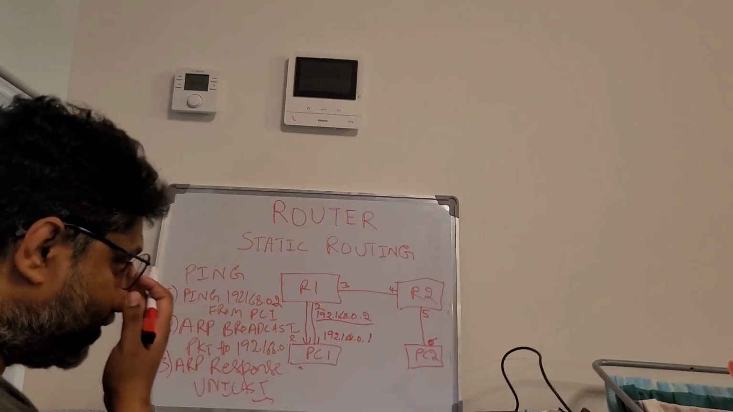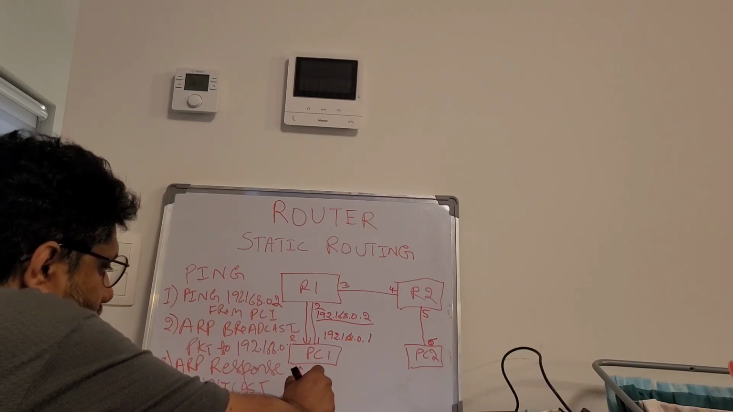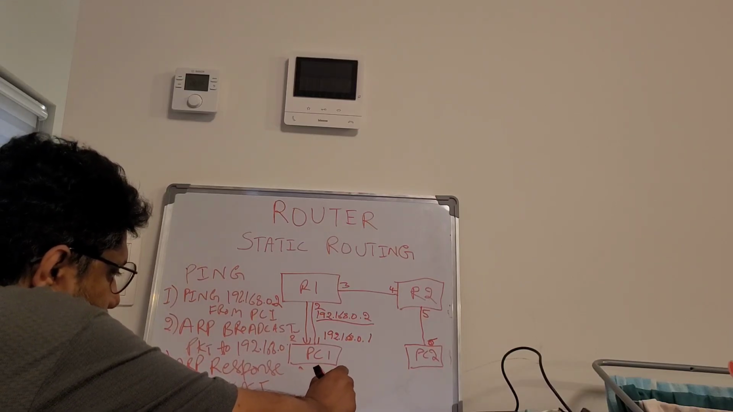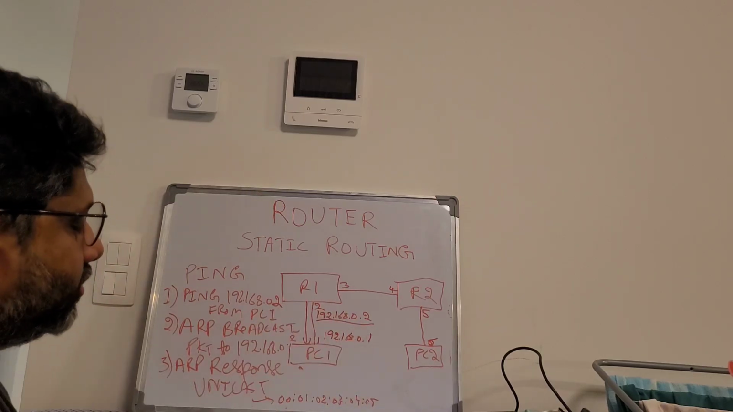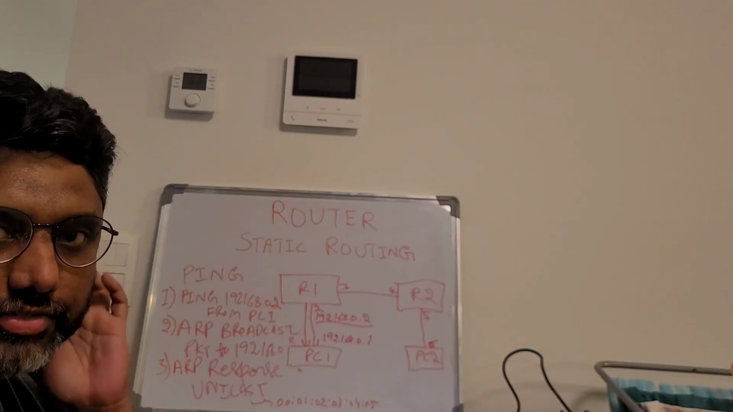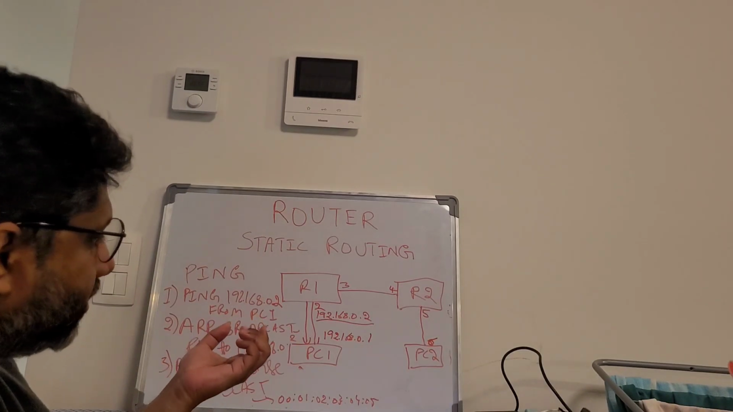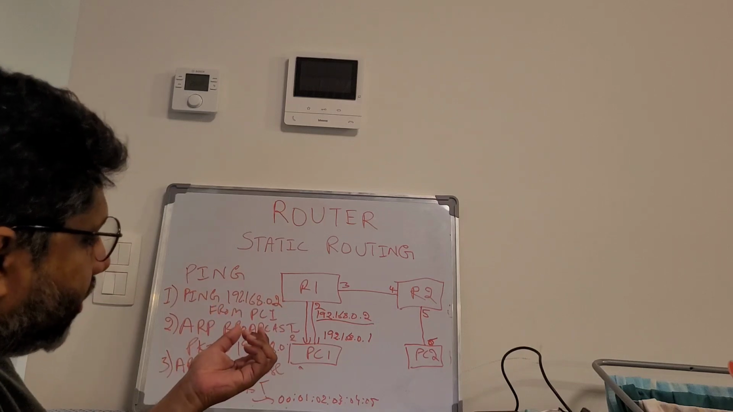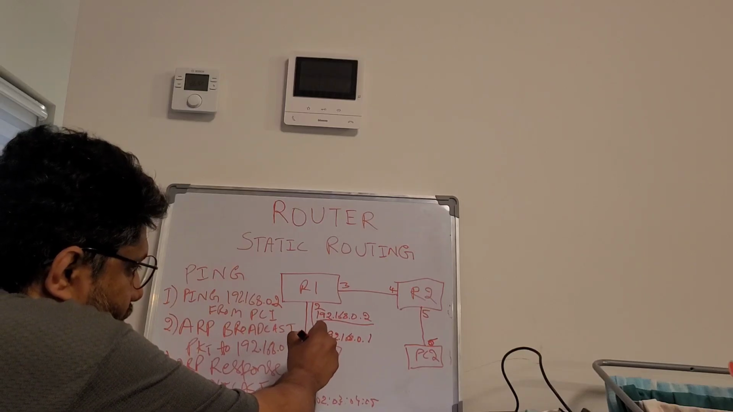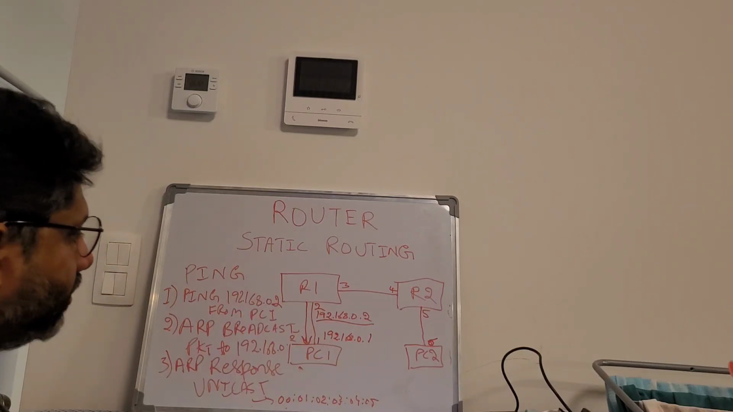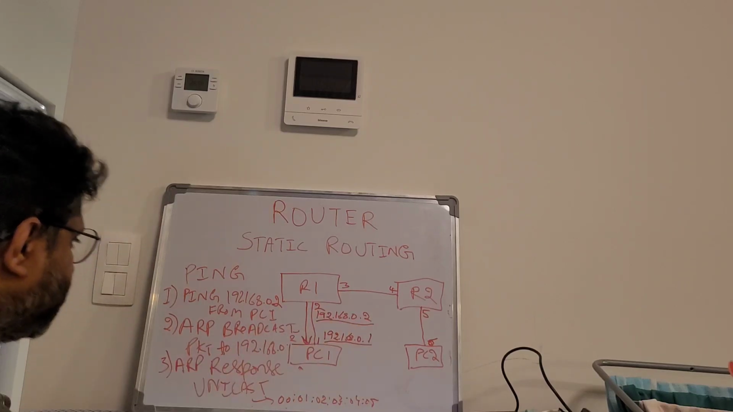It's a layer 2 address, right? Let's suppose it is 00:01:03:04:05. As I told, a MAC address is 6 tuples long, separated by colons, and an IP address is 4 tuples long, each separated by dots. Once the ARP response is sent unicast to PC1 from R1, PC1 will construct the packet.